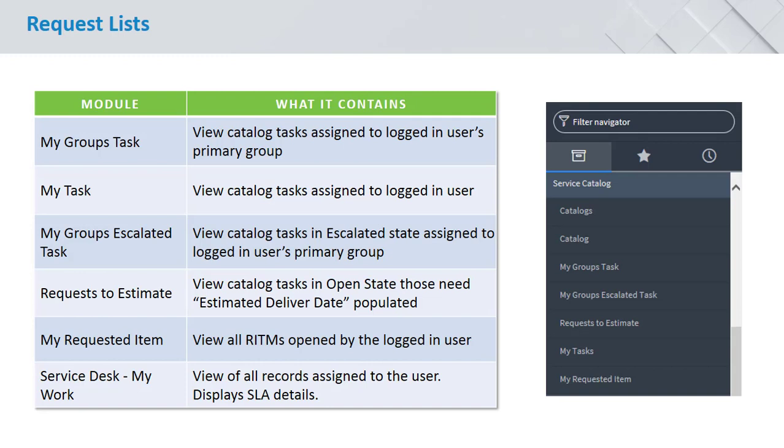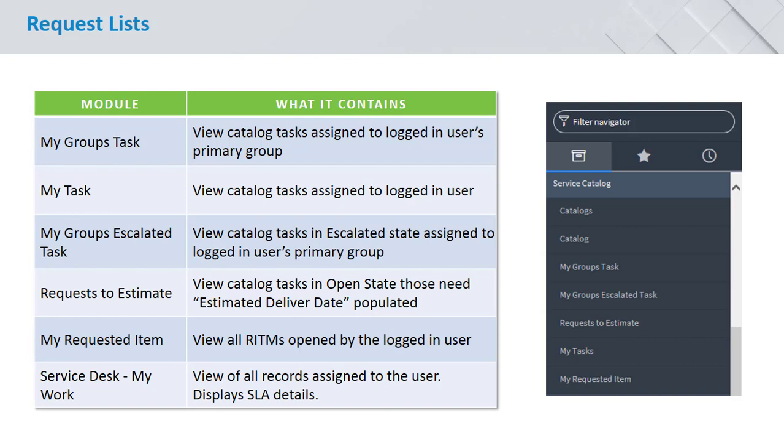Users can locate service requests in different lists provided in the navigation menu. The table on this page details the records that display in each list. Select the desired list to display records. Select a record from the list to view it. The two main lists the Fulfillment Manager utilizes are My Group's Escalated Task and Request to Estimate. The Fulfillment Manager must remediate any request in the state of escalated assigned to their assignment group. These records are found in the My Group's Escalated Task list.